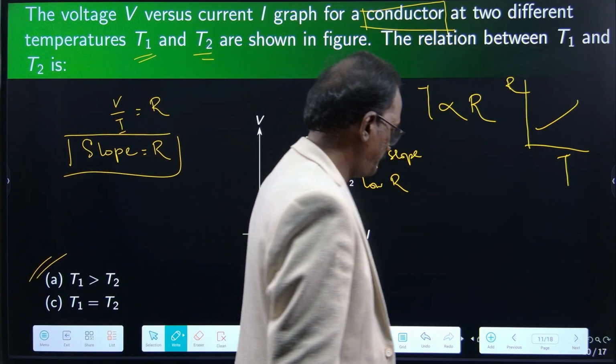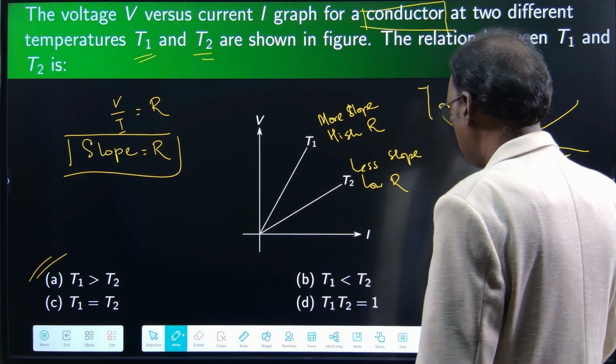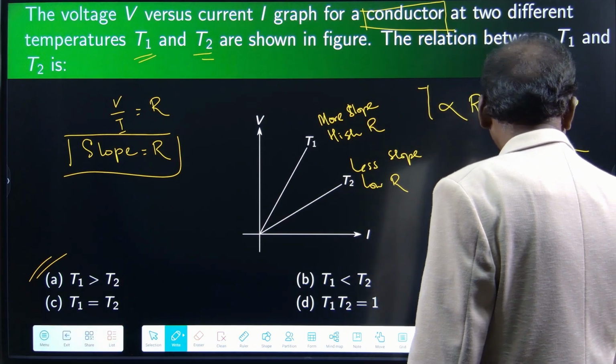Option A, T1 is greater than T2. T1 is equal to T2, T1 is less than T2, those are wrong.